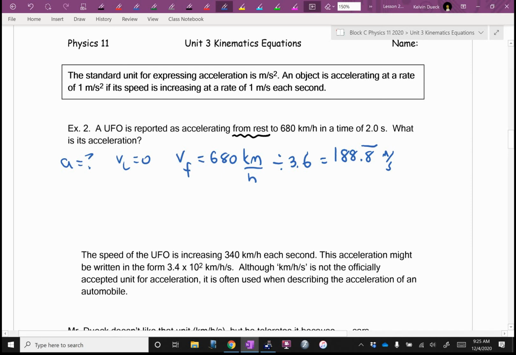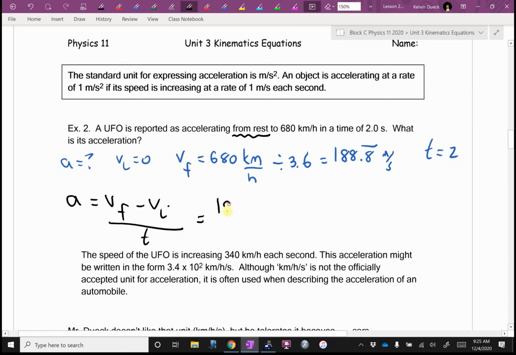Then I see that 2.0. What's that? Seconds. Even if they hadn't said the word time, I could figure it out. So T equals 2. You can put the 0.0 if you want to. It doesn't make a difference on my calculator. I'm looking for an equation that has an A, a VF, a VI, and a T in it. There is one. It's going to be A equals VF minus VI over T.